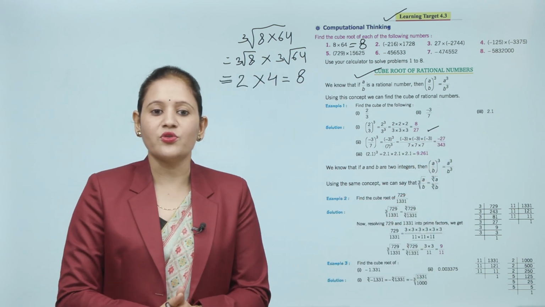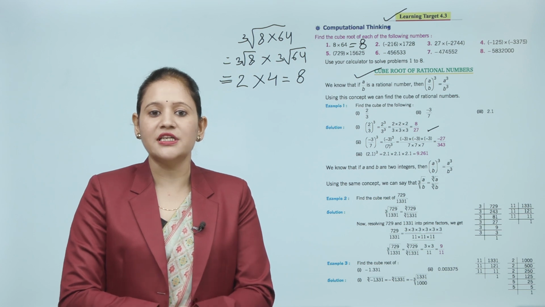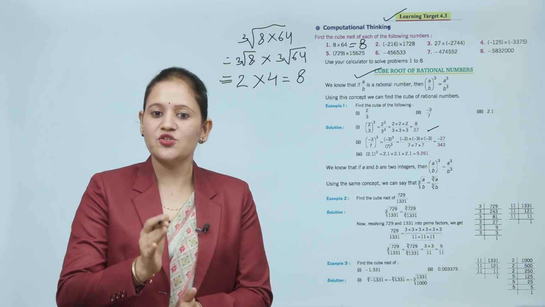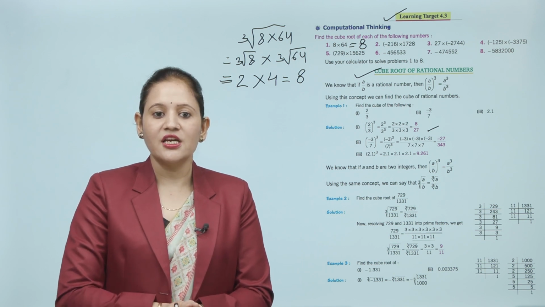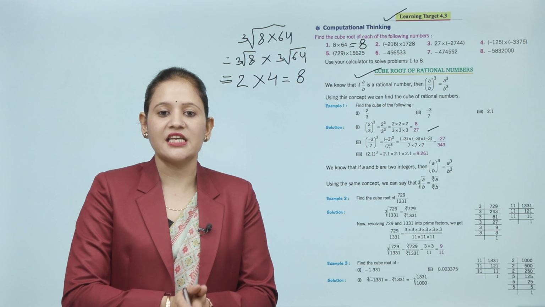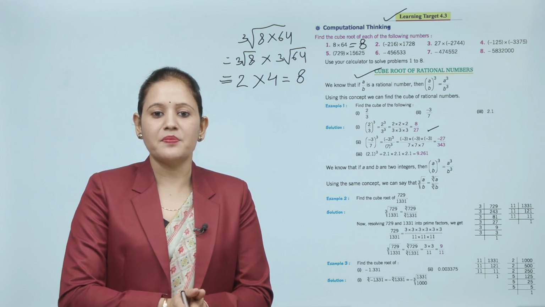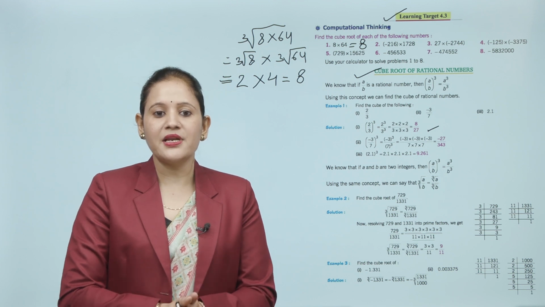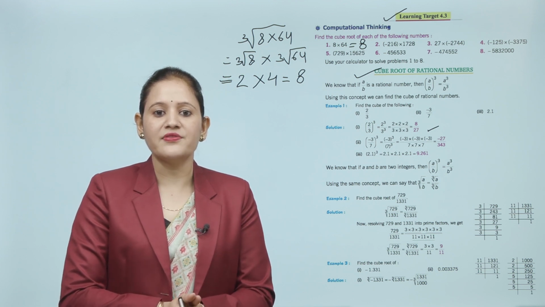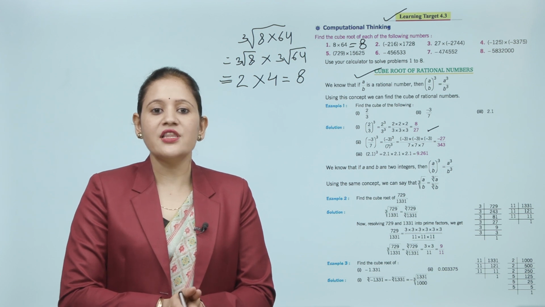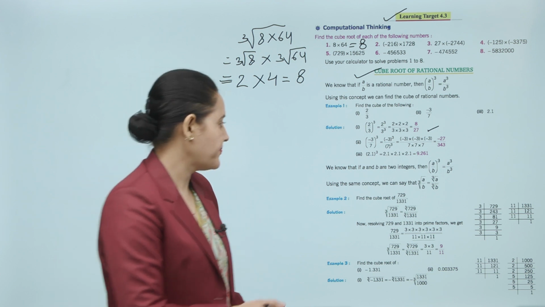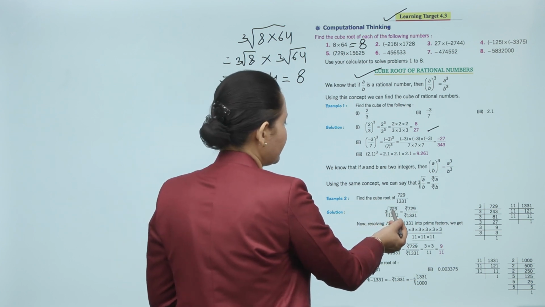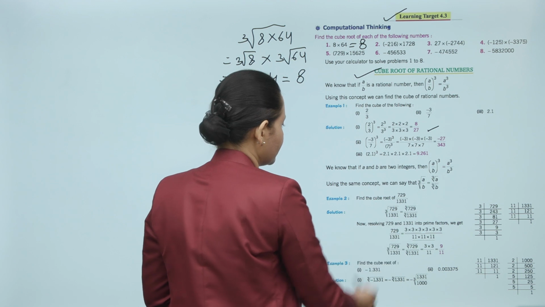Clear? We know that if A and B are two integers, then A upon B to the power 3 equals A to the power 3 upon B to the power 3. Using the same concept, we can say that the cube root of A upon B equals the cube root of A upon the cube root of B. Let's take an example: find the cube root of 729 upon 1331. We have to find the cube root of 729 upon 1331.